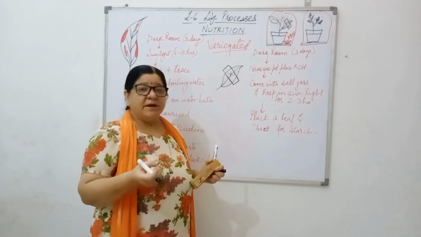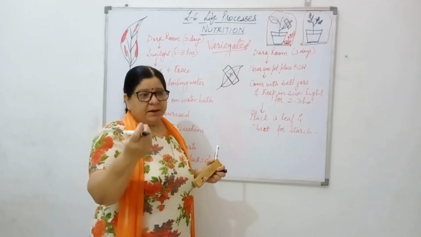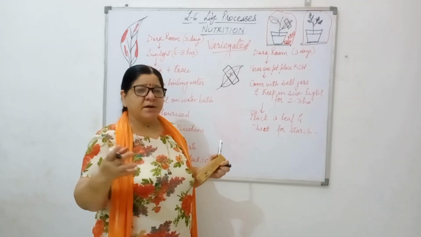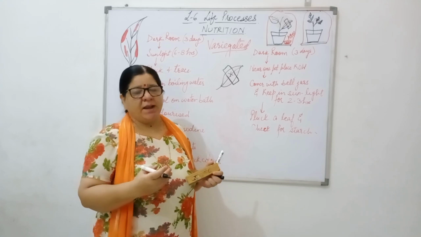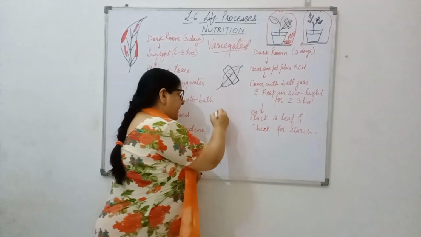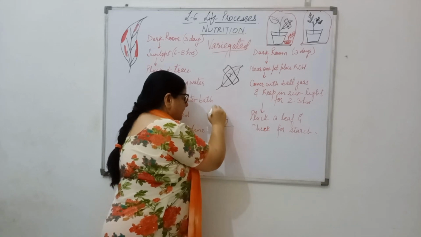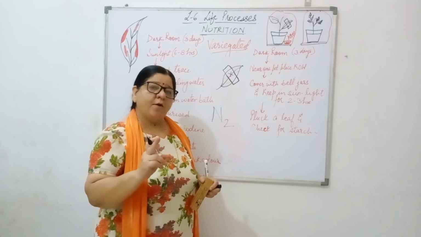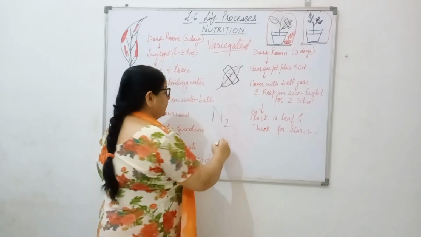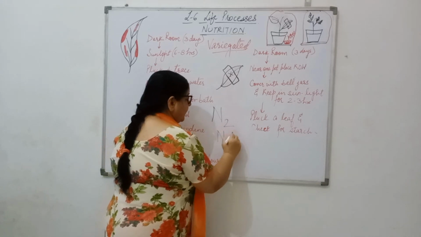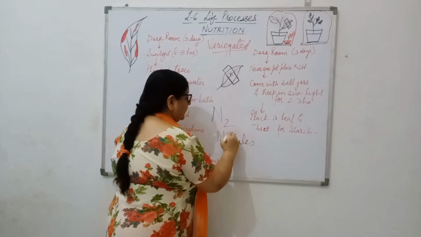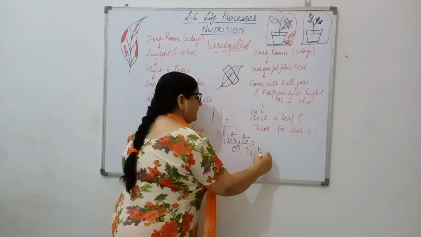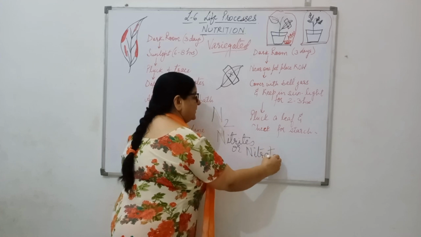Along with this, it also needs some other minerals, some other components, nitrogen, phosphorus, magnesium, iron, which it takes from the soil. Nitrogen is very, very important for plants, because nitrogen helps in making the proteins. But plants cannot take nitrogen directly. It always takes nitrogen in the form of nitrites or nitrates. Plants always take nitrogen in this form.